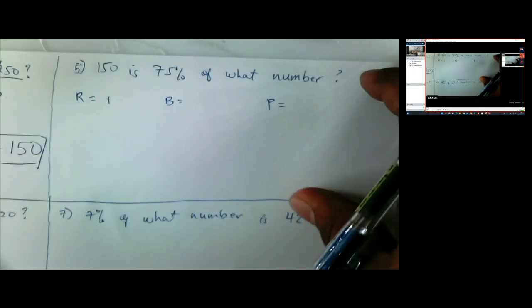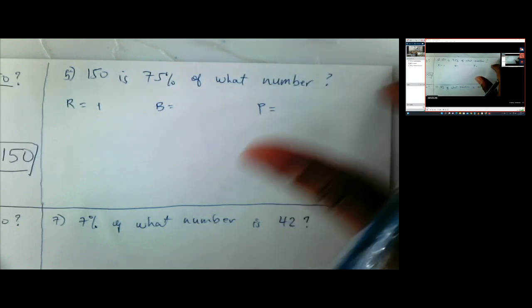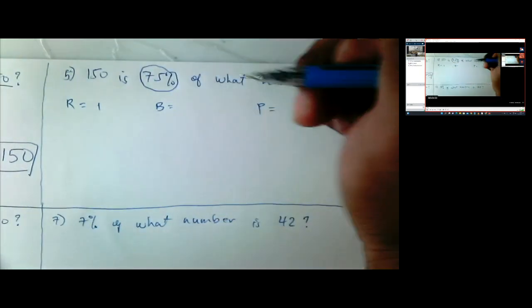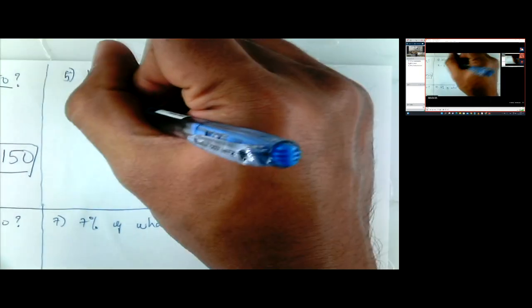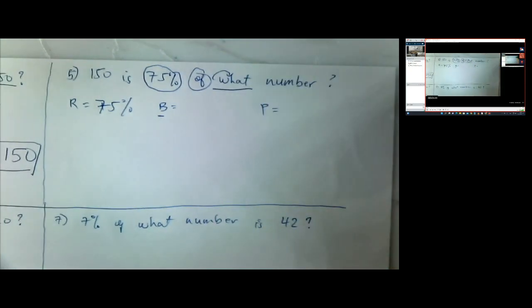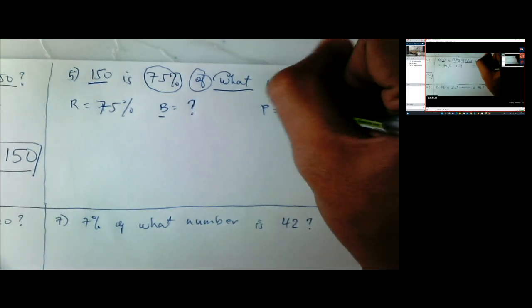Next, number 5. 150 is 75% of what number? So again, we have the percent form of the number, meaning that will be your rate, which is 75%. Now again, as for the base, it is after the word of. But again, the next word, it's not a number. After the word of is what? Meaning we don't have our base number. And so your 150 is your percentage.